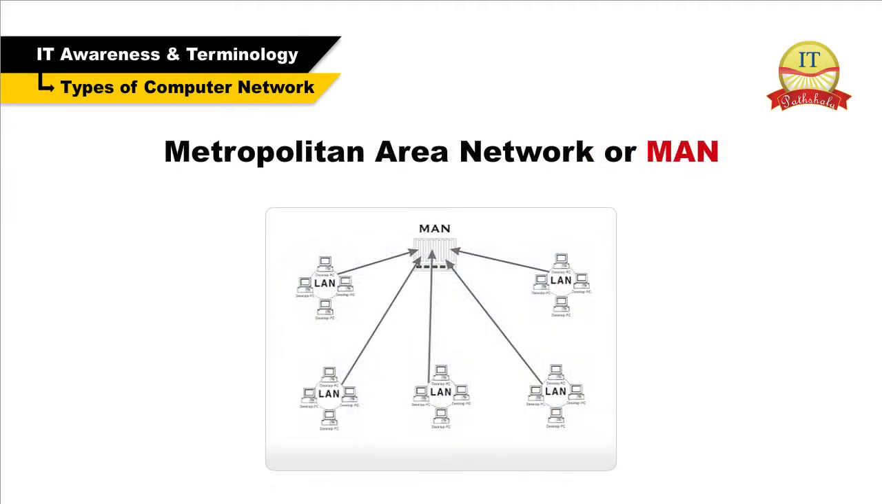Metropolitan Area Network or MAN. A metropolitan area network or MAN is similar to a local area network but spans over an entire city or a campus. Metropolitan area networks are formed by connecting multiple local area networks. Thus, MANs are larger than LANs but are smaller than WANs.